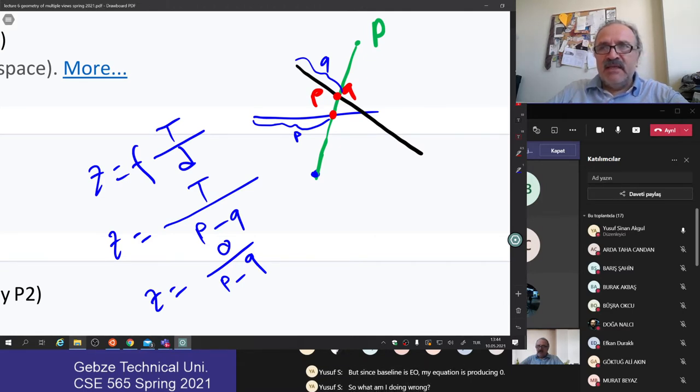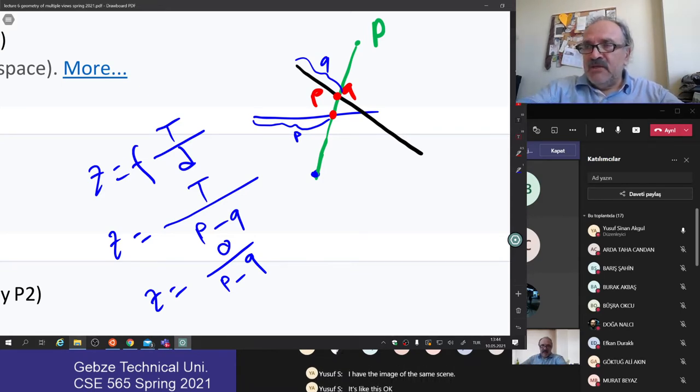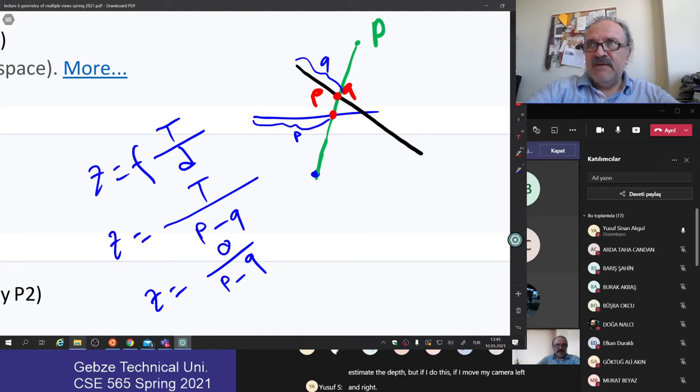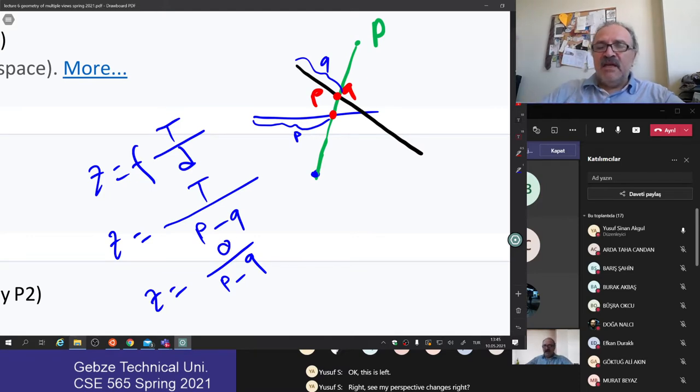I have the image of the same scene. It's like this, okay? So this is my image, right? Are you looking at my camera view, my face image? If I rotate my camera like that, the image changes. I have two images, but if I satisfy the correspondence between these two images, since the baseline is zero, I cannot estimate the depth. But if I move my camera left and right, okay, this is left, this is right. See, my perspective changes, right? It is different. I have a different baseline in that case.